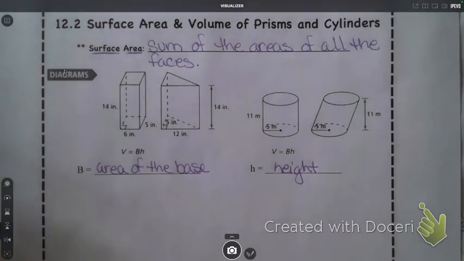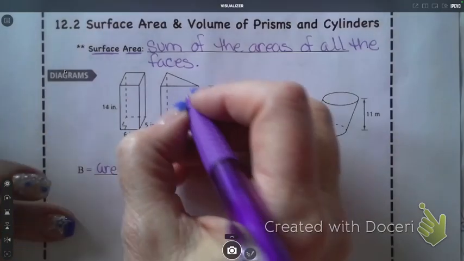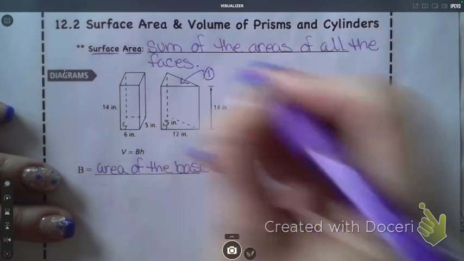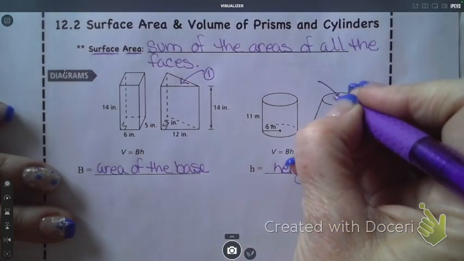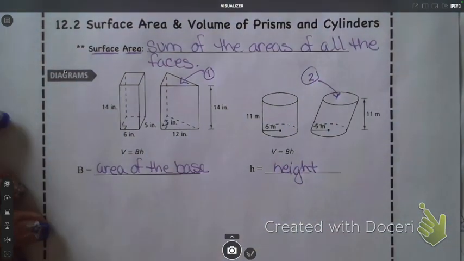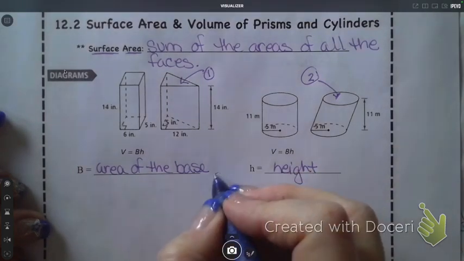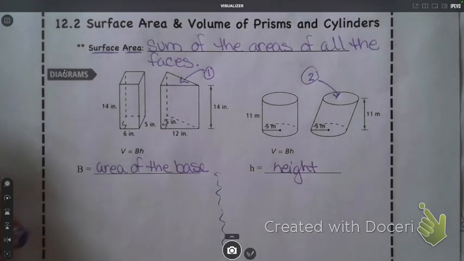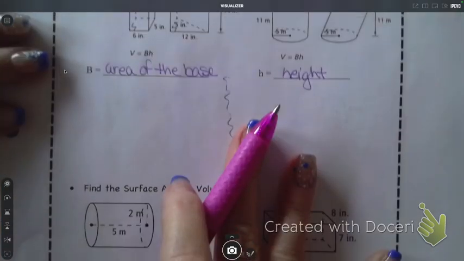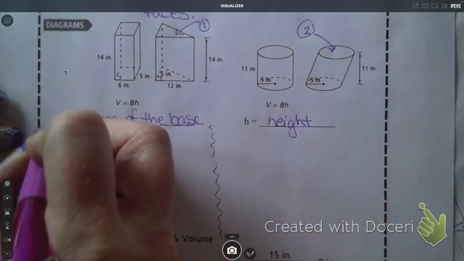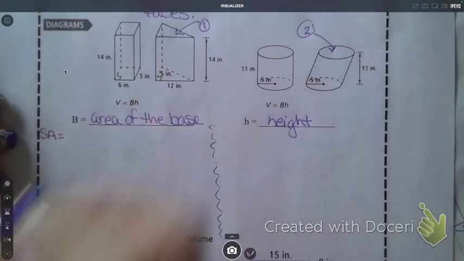So what we are going to do is we are going to do shape number 1 and shape number 2, and we are going to find the surface area and the volume of them. Okay, so I'm going to split my paper down half. So surface area, we use SA. Make sense? What's SA stand for?